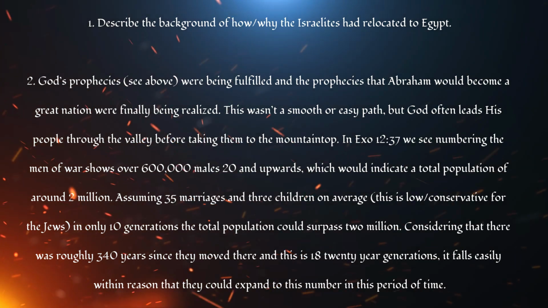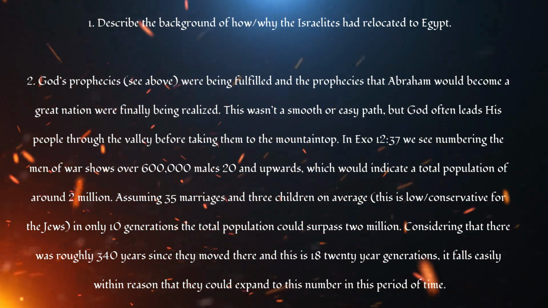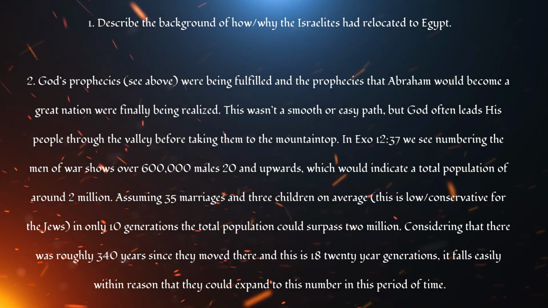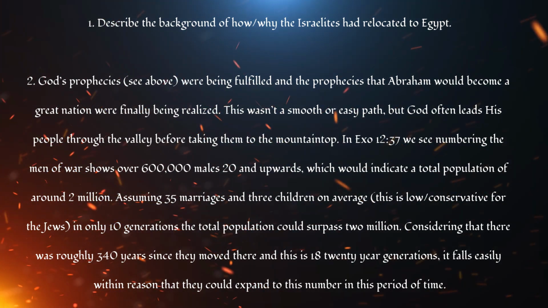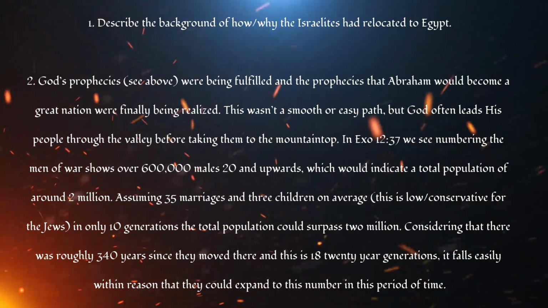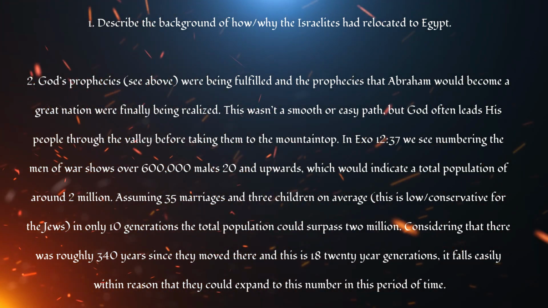being realized. This wasn't a smooth or easy path, but God often leads his people through the valley before taking them to the mountaintop. In Exodus 12:37, numbering the men of war shows over 600,000 males 20 and upwards, which would indicate a total population of around 2 million.